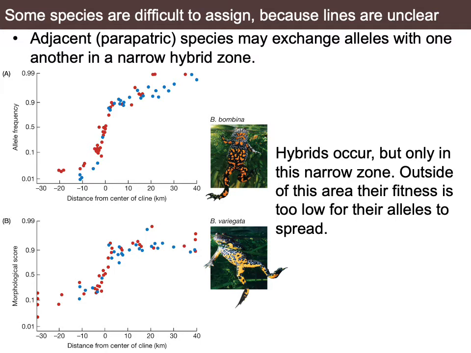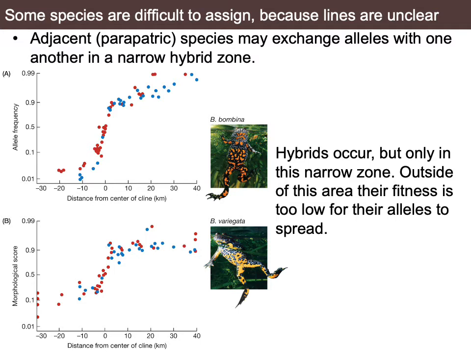So allele frequencies are very different in these species. To the west, this allele that we're looking at is very rare. To the east, it's very common, okay? But right in the middle there, you can see that it has some intermediate frequency, and this is due entirely to the fact that in that area, these two species are mating with one another and bringing with them their respective allele frequencies.